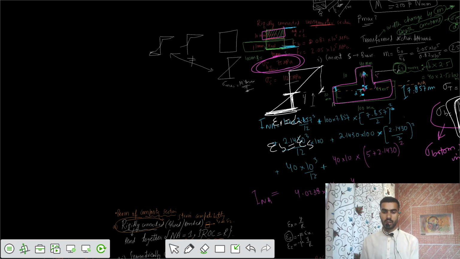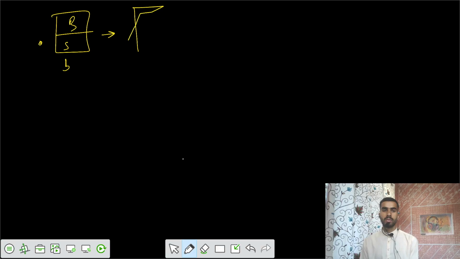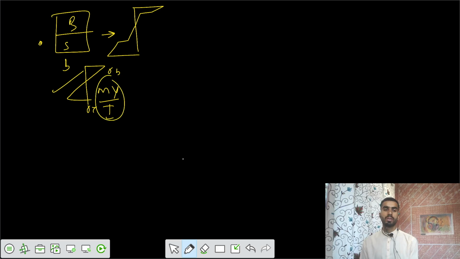So the conclusion is that you are provided with the brass and the steel, same width b. Now you have to convert them because the stress variation is somewhat in this fashion. So this is the stress profile. Had it been in this way, I would have written sigma max, sigma bottom, and sigma top equals My by I, and similarly I could have got the values.